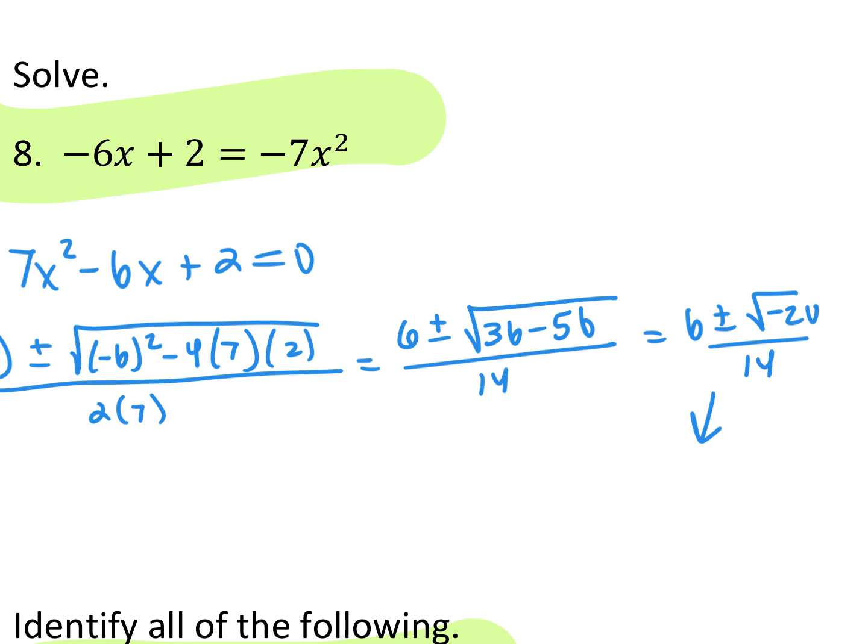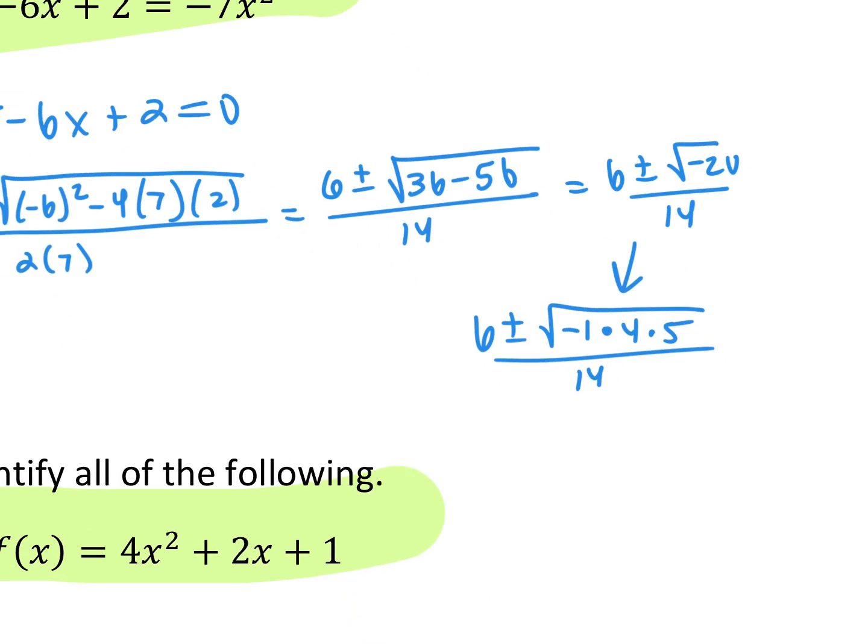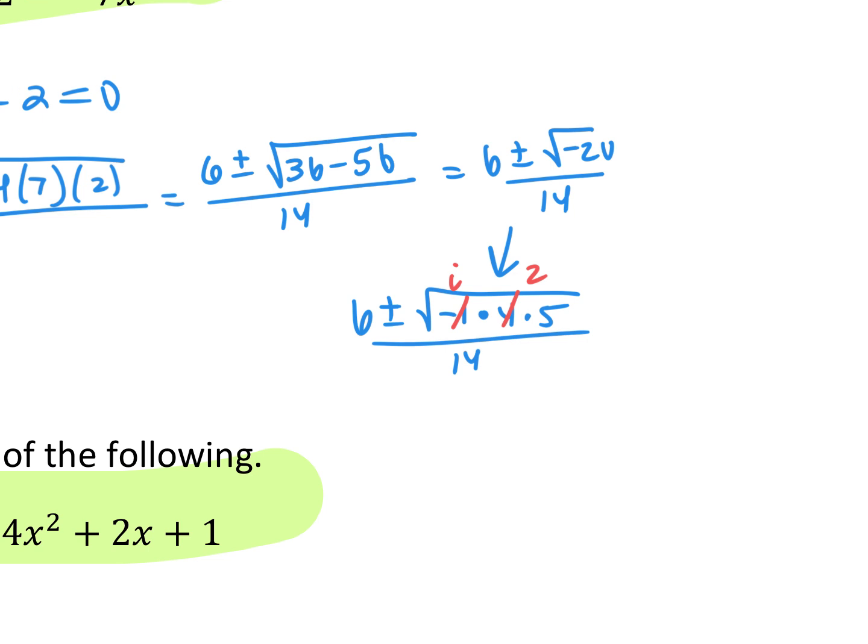Remember, guys, that negative, what do we have to do with the negative? We're going to take it out. So think about it. 6 plus or minus negative 1 times 4 times 5, right? You guys agree? Okay, so think about it independently, and then maybe you won't make a mistake. What's the square root of negative 1? I. What's the square root of 4? 2. So this becomes 6 plus or minus 2i root 5 over 14.